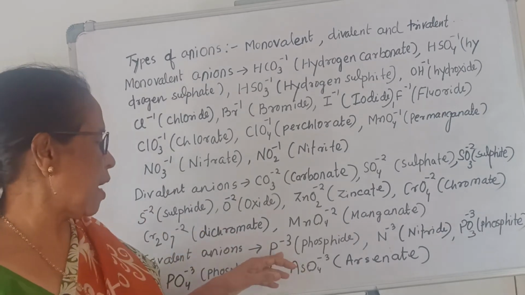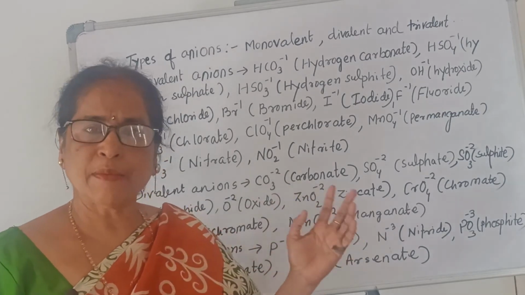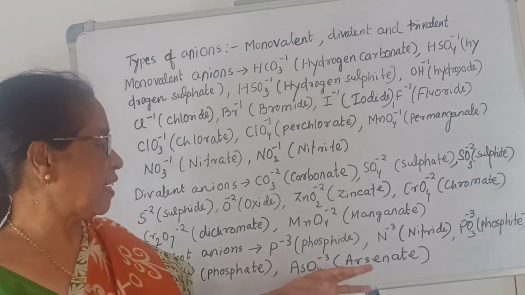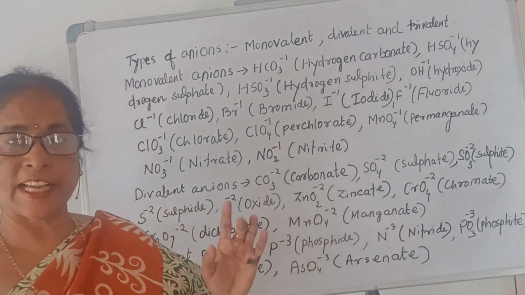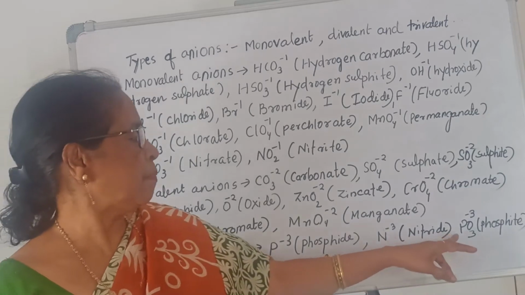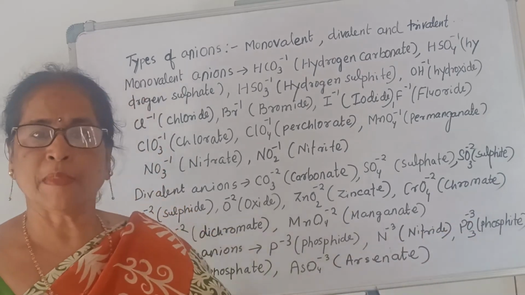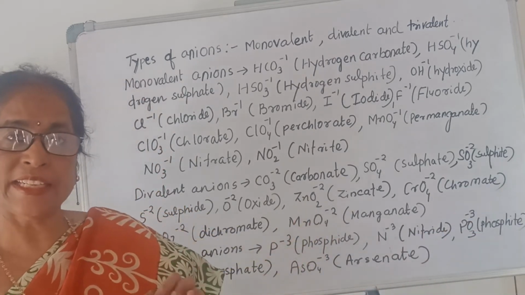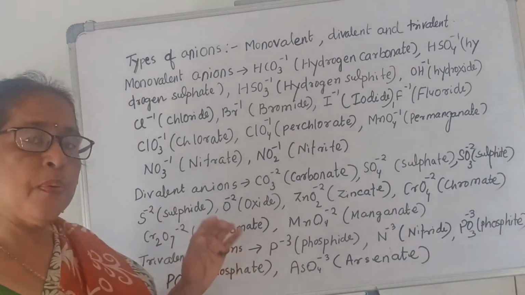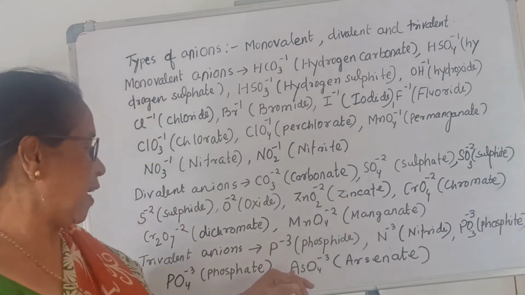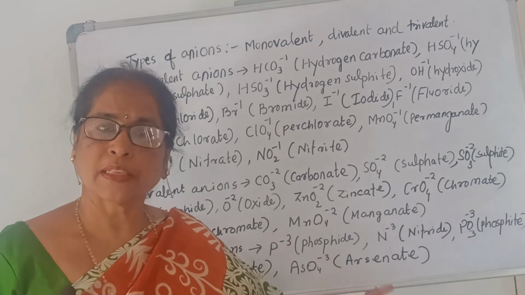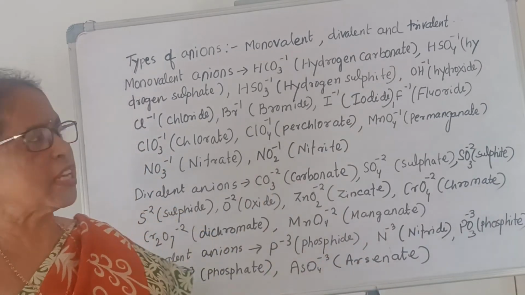Trivalent anions: P minus 3, phosphide; N minus 3, nitride, see the spelling, nitride, IDE. Then PO3 minus 3, phosphite, ITE; PO4 minus 3, phosphate, ATE; AsO4 minus 3, arsenate. These are the most common examples.